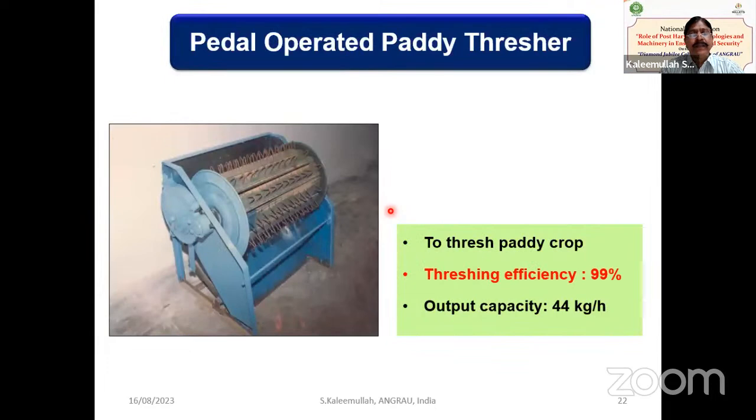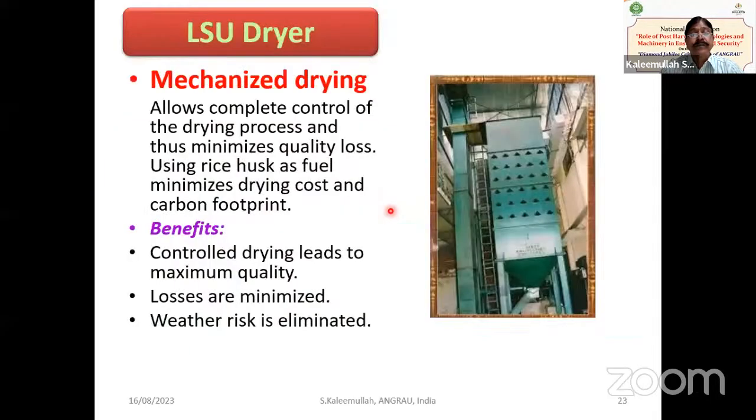And in the market, these pedal operated paddy threshers are available, a very small device. If the farmers have very small land, in such cases, they can use this type of paddy thresher, which can thresh at least 44 kg per hour.